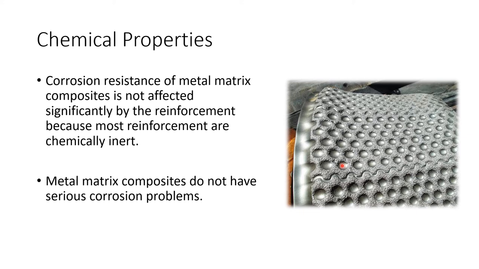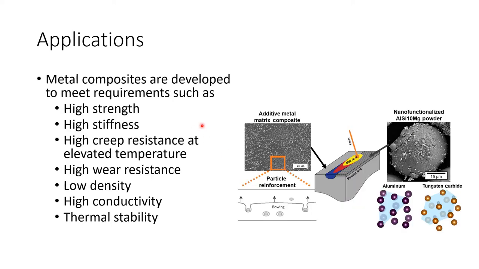So metal matrix composites do not have a serious corrosion problem at all. Again, the major point is the stuff we put in doesn't react. Yeah, chemically inert. All right, and then we're going to get into applications next.